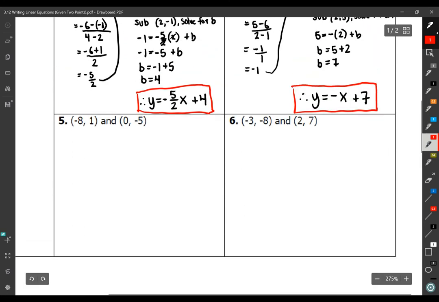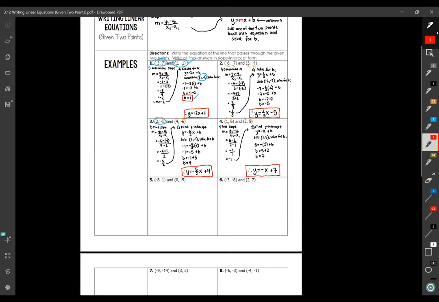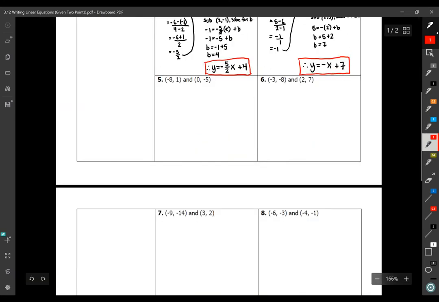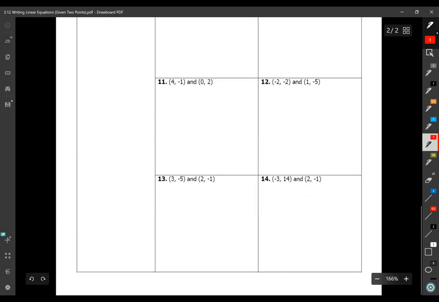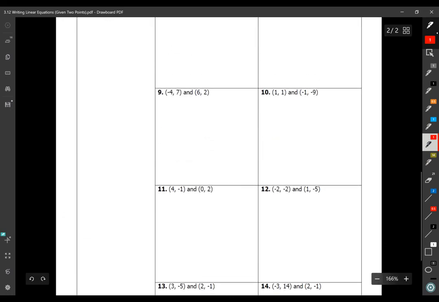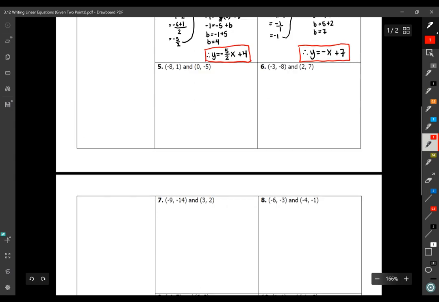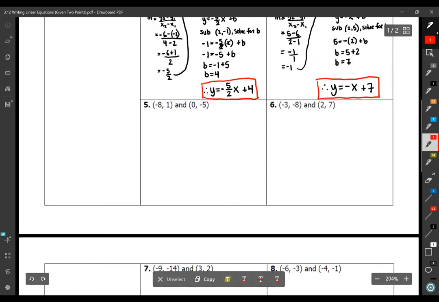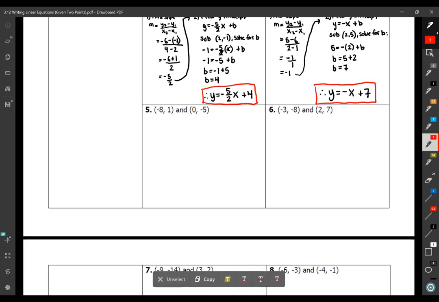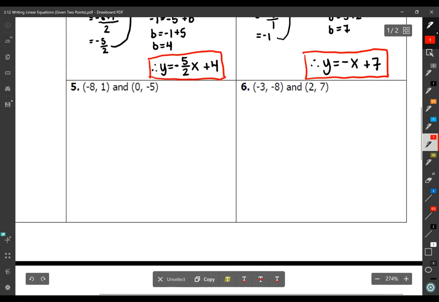Okay, so we'll do the last 2 on this page, and then I am going to leave the rest to you guys. I will give you the final correct answer, but I want you to try it on your own. This takes practice. So let's do the last 2 together. Question 5: it's always the same steps, so it is pretty repetitive. I get it. Find slope.